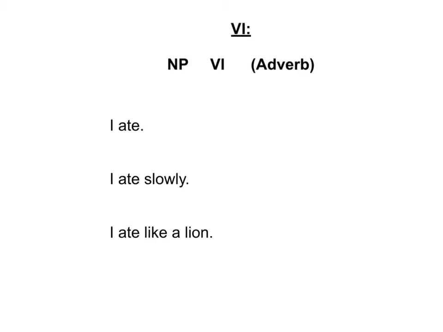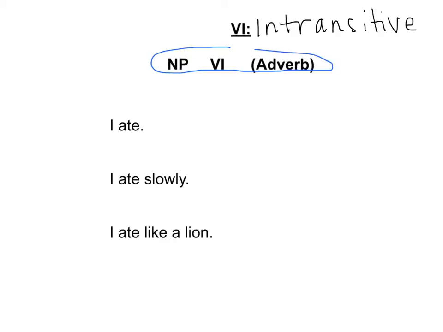Alright, so we're going to start with VI. Remember that VI is intransitive. And because it's intransitive, we're going to have this most simplistic sentence structure. So we're going to have this thing for every single verb. And this is going to be called a sentence formula. And it basically tells us how are the sentences with this type of verb going to be set up.